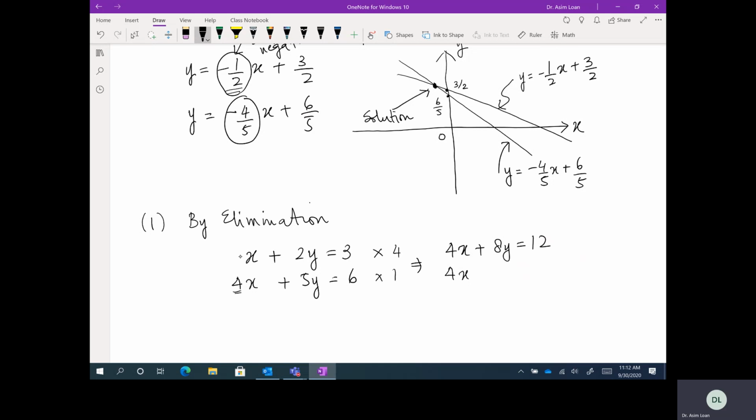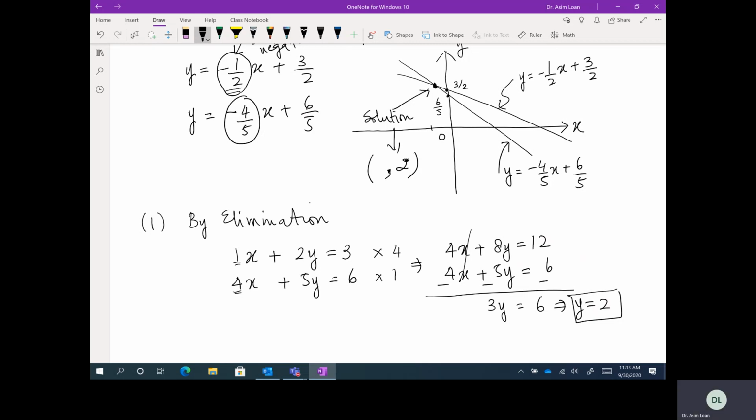So multiply the first one by this coefficient, and multiply the second one by this coefficient. So you'll have 4x plus 5y equals 6. Subtract both of these. The x terms will cancel. 8y minus 5y is 3y equals 6. This simply implies y is equal to 2. Substitute y equals 2. The solution has to be negative for x, because we know from the graph.